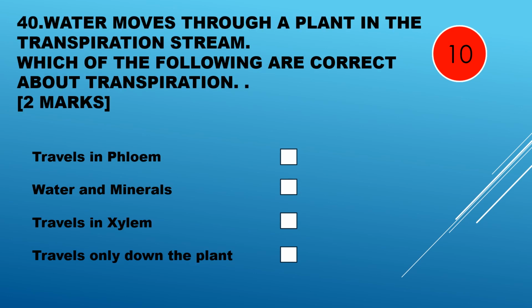40. Water moves through a plant in the transpiration stream. Which of the following are correct about transpiration? Transpiration occurs in phloem, it's water and minerals, it travels in xylem, or it travels only down the plant. It's water and minerals, and it travels in xylem.